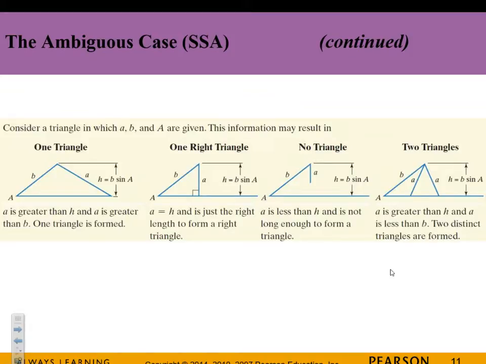So, yes, you should write this down. Consider a triangle in which A, B, and capital A, one angle, are given. A is greater than B, and that's a right triangle, and then we have one triangle.